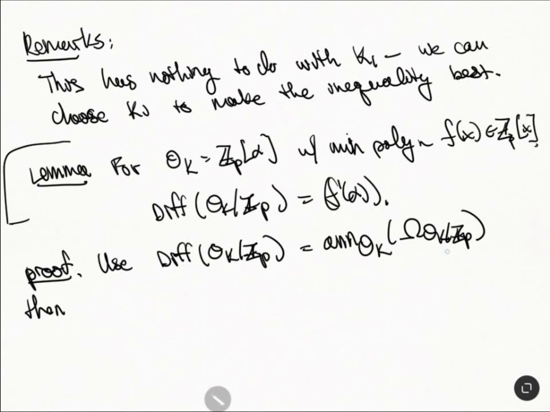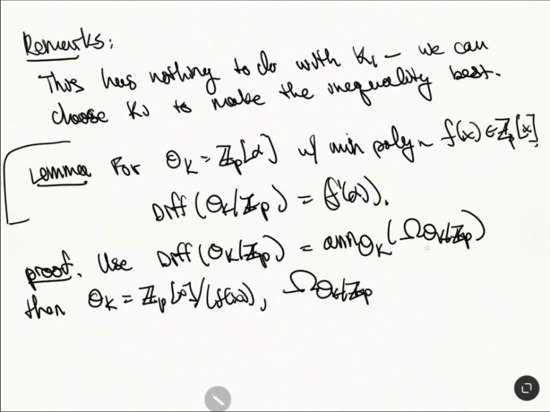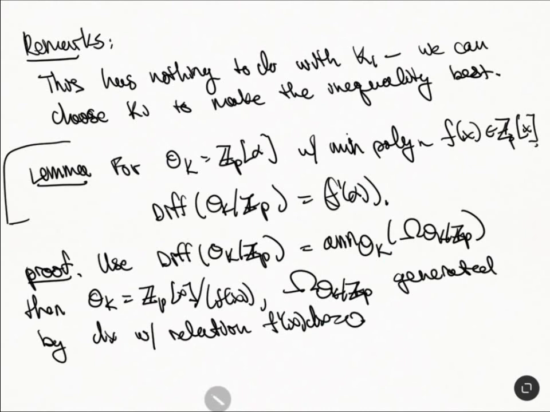Okay, so we use this different. Then Z_p[x] mod f of x and omega of O_K over Z_p, we should really be using lowercase omegas apparently, is generated by dx with the relation f prime of x dx is equal to 0. So that's what's going on.